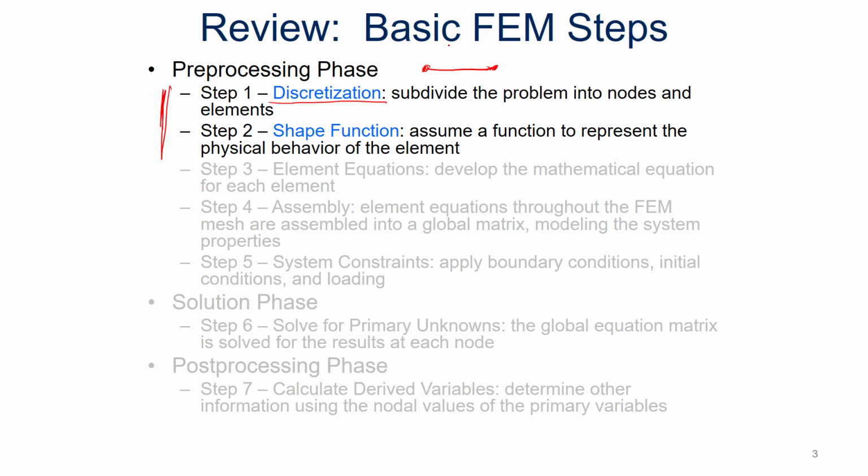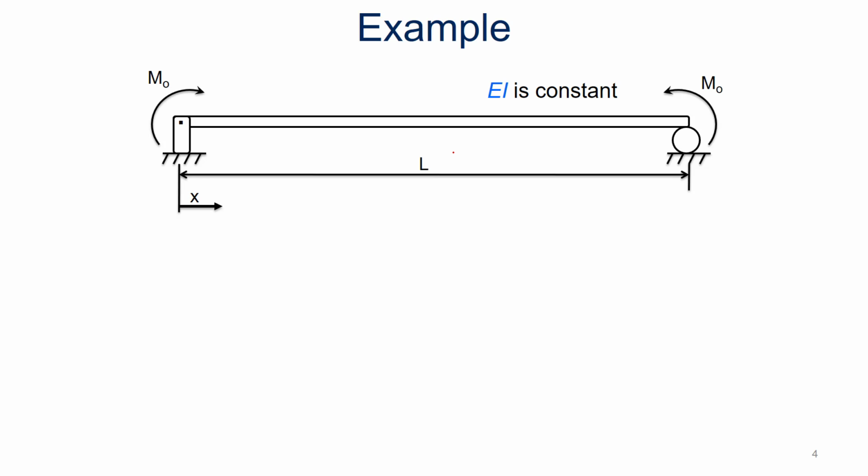We had several nodes before, and so the discretization piece in this one will be relatively simple, but you can apply it to a full analysis. So the main focus will be on coming up with a shape function, assuming a function to represent the physical behavior of the element. All right, so let's look at how we do that.